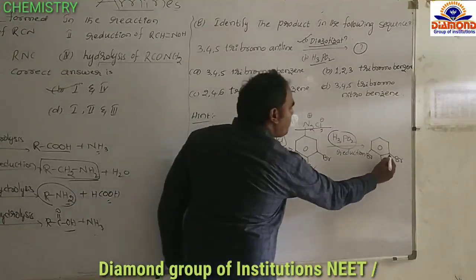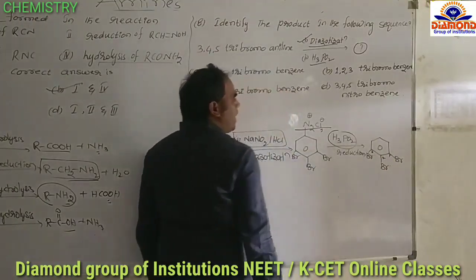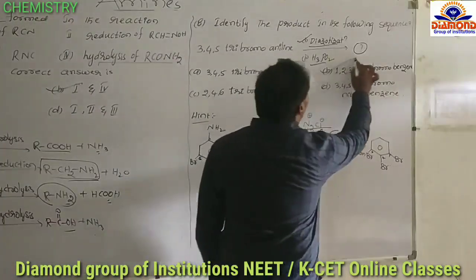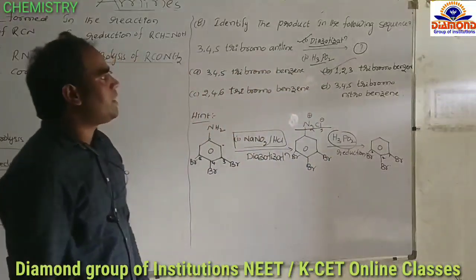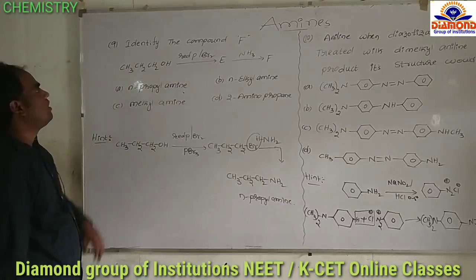So therefore numbering 1, 2, 3. 1, 2, 3 tribromobenzene is a final product. Therefore option B, 1, 2, 3 tribromobenzene is the final product. So next, question number 9.